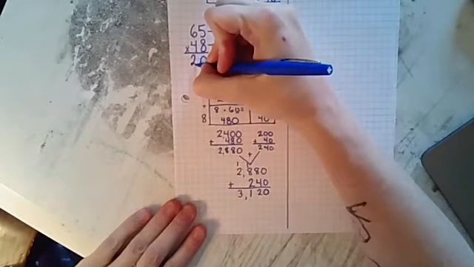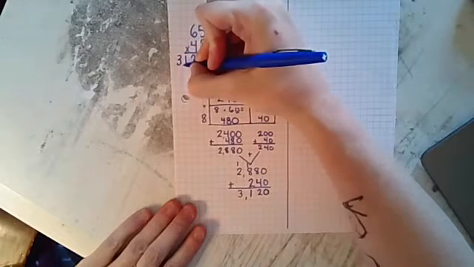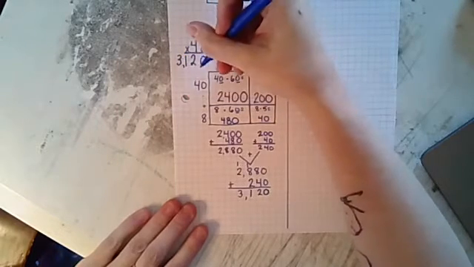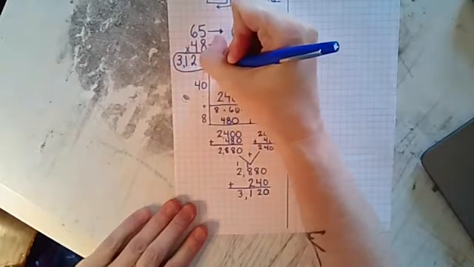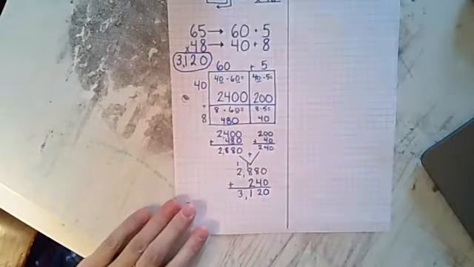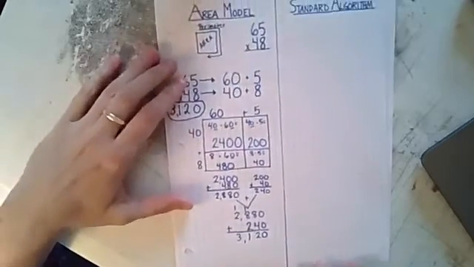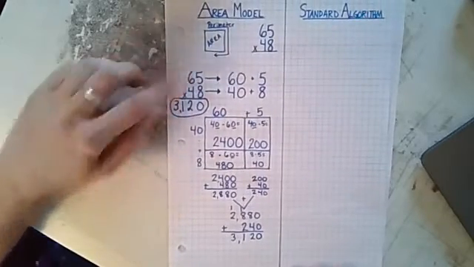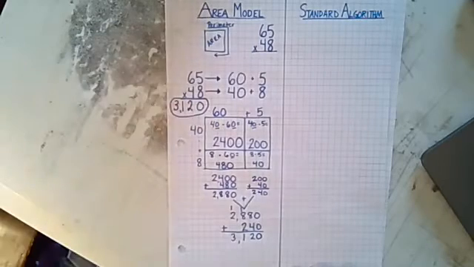So I'm going to write my answer in here, and I'm going to make sure I'm writing the right answer. You don't want to miss it because you wrote down something weird. And then I know it's my final answer when it is circled. Okay, so by doing the area model, we have said that 65 times 48 is 3,120.